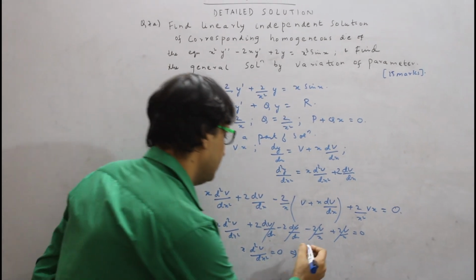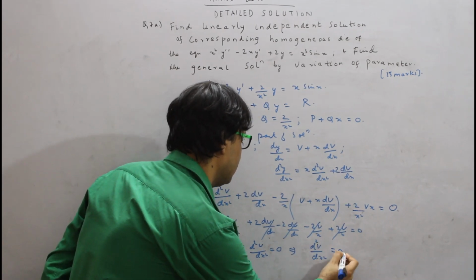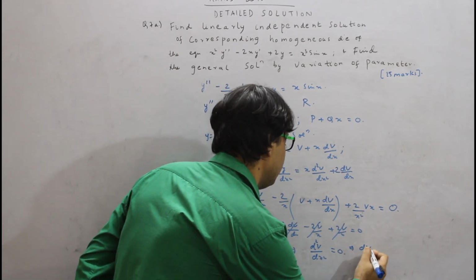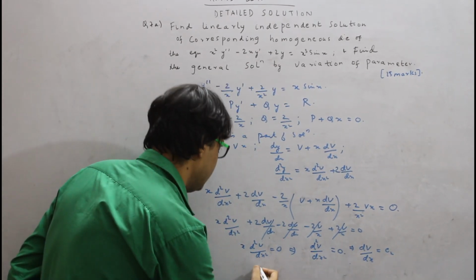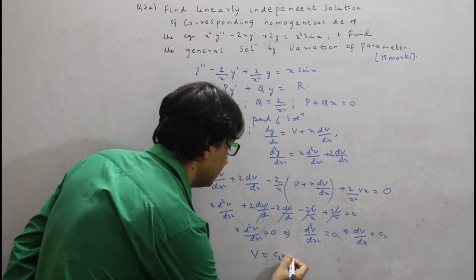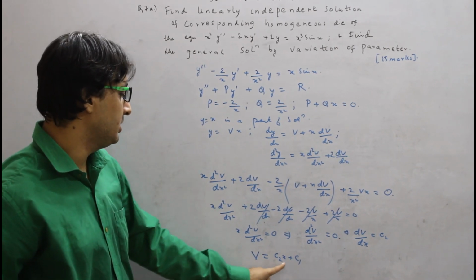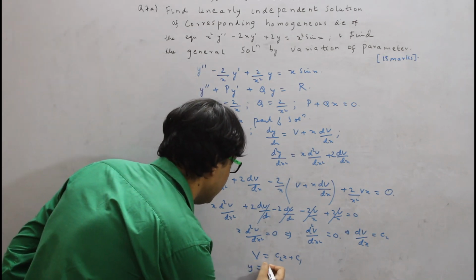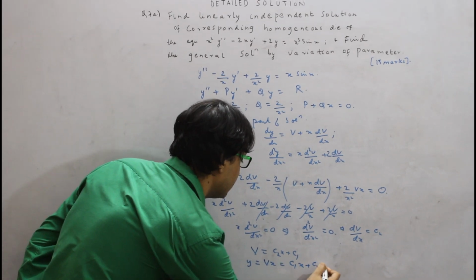So we get x d square v by dx square is equal to 0. So we can write d square v by dx square is equal to 0. If we integrate, we will get dv by dx is equal to, say, a constant c2, and our v is going to be c2 x plus c1 again. So we have got our v is equal to c2x plus c1. Now we can find our y. So y is equal to v times x. This gives us c1x plus c2x square.